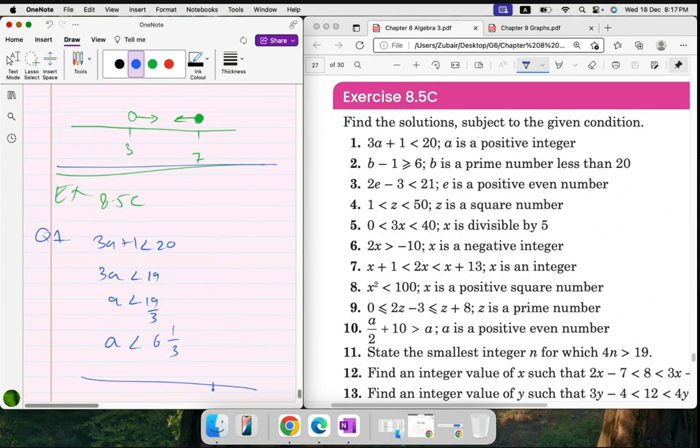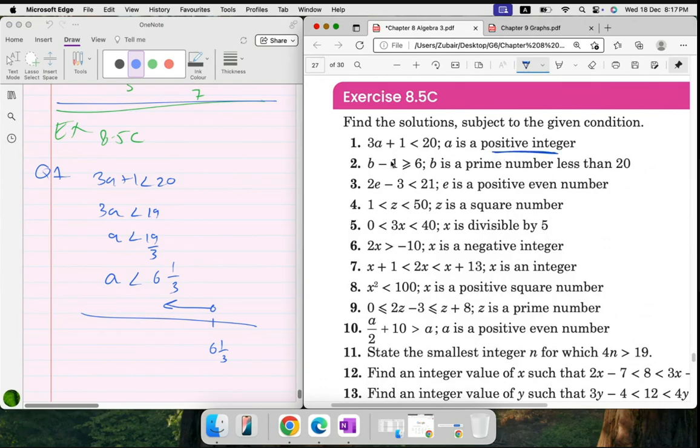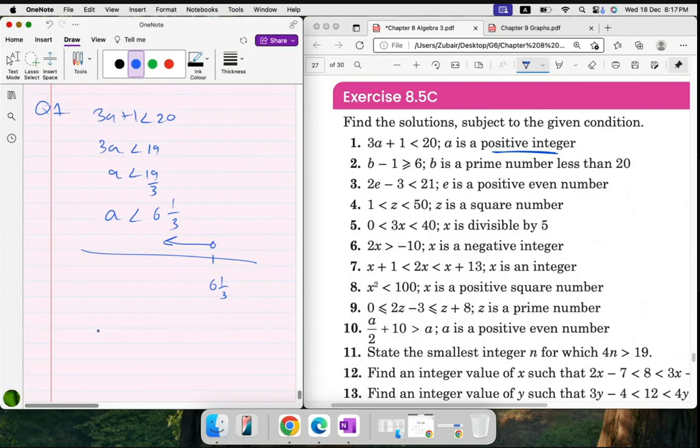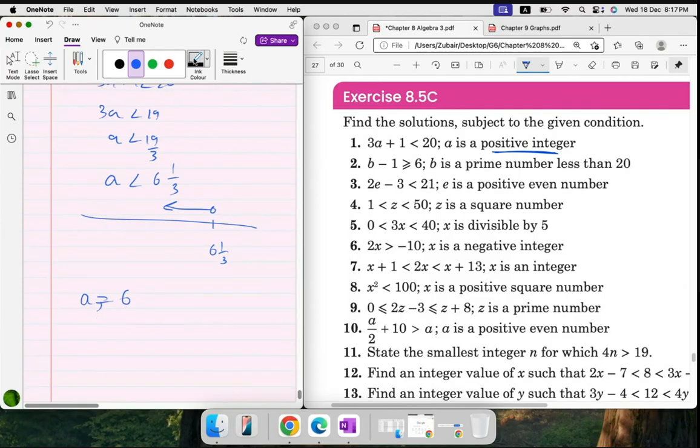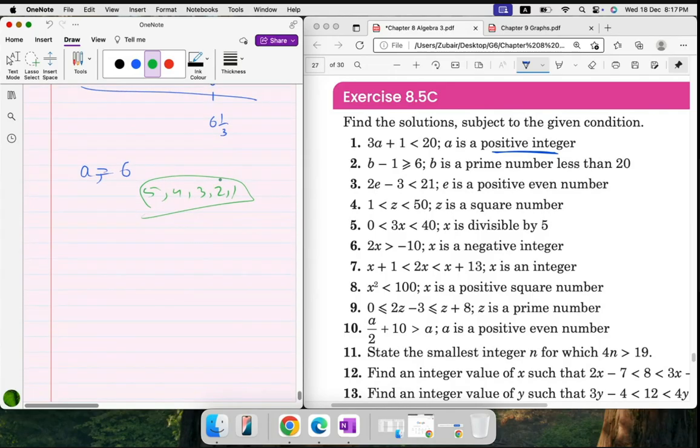So if I just draw it on a number line, this is 6 whole 1 by 3 and a is less than that. Now there's a condition. It is a positive integer. So a could be anything less than 6.33. So if I just write a is equal to 6, that is enough because that's positive and is an integer and within the given domain. Anyone could write 5, 4, 3, 2, 1. All are acceptable. If he would have written all the numbers, we would accept all. But one number for now is enough.